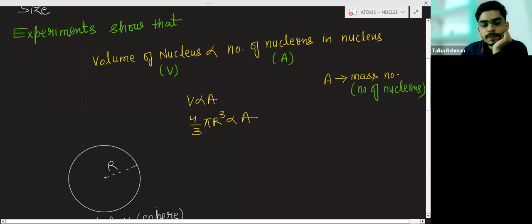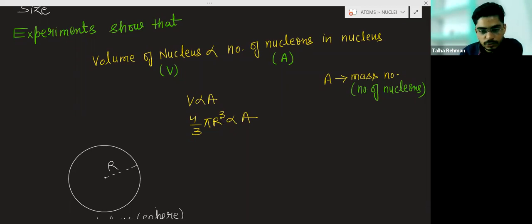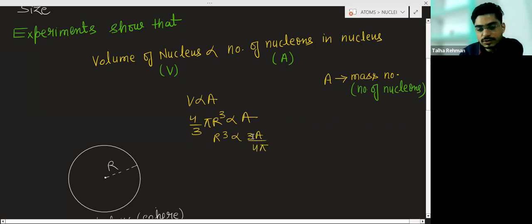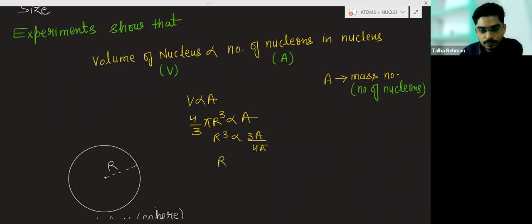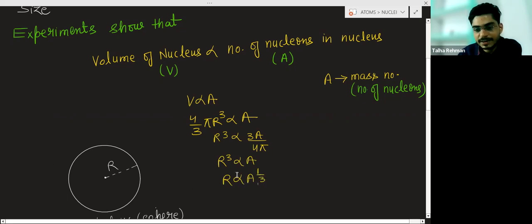Now from this, we will find the expression for radius. It will be r cube directly proportional to 3A divided by 4 pi. Now this 3 is constant, 4 is constant, and pi is also constant. So r cube is directly proportional to A. From here you get r is directly proportional to A to the power 1/3. This is very easy mathematics of 8th or 10th class.